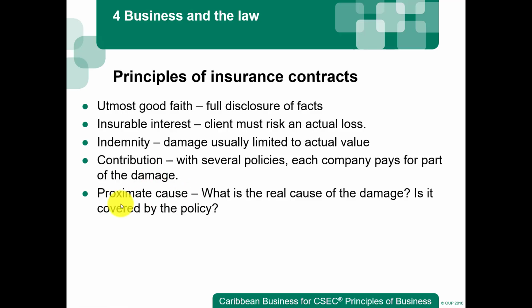Let me give you an example. If you insure your house for fire damage and your house gets destroyed by flood damage, you're not going to get anything because you're insured for fire damage. So that's what proximate cause is about. What is the real cause of the damage? Is it covered by the policy? If the policy only covers fire and the house gets destroyed by water, you're not going to get covered.